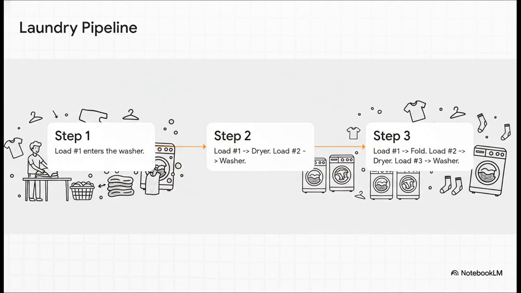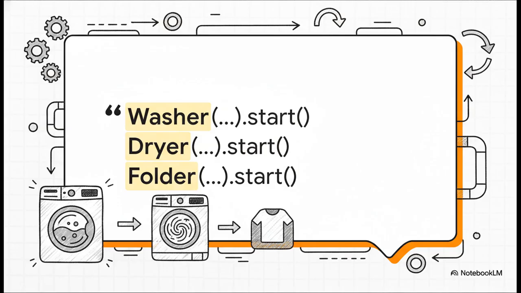All your resources, the washer, the dryer, the folder, are busy, and you're getting through that pile of laundry so much faster. Now, what does this look like in code? Well, you might set up independent worker threads for each one of those stages. So here, we're literally starting up separate threads for a washer, a dryer, and a folder.